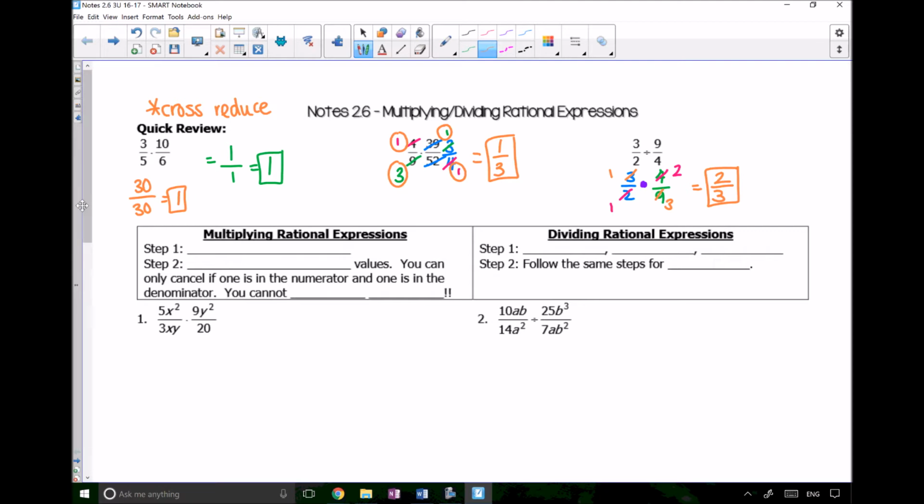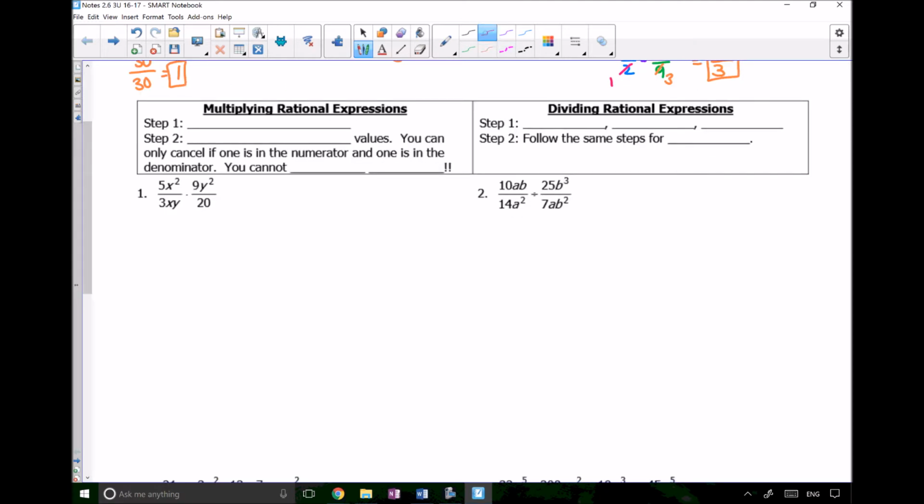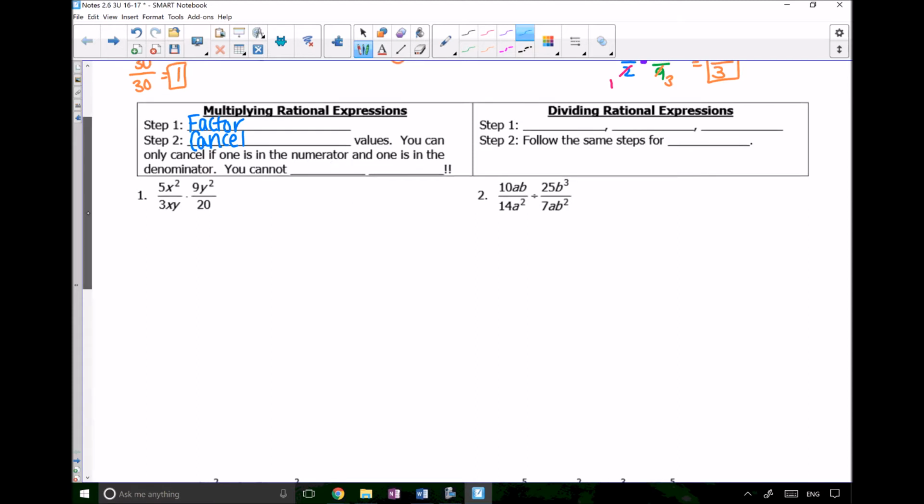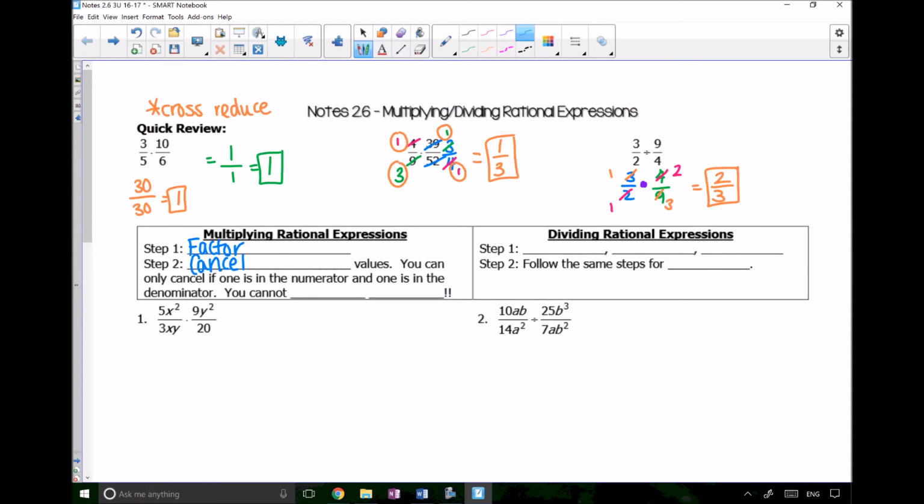So step 1 when we're multiplying rational expressions is going to be to factor if possible. Okay, then we're going to cancel values or cancel terms or expressions. And you can only cancel if one is in the numerator and one is in the denominator. So for example, here, if we look up here, we could only cancel the 4 with the 4 because one was in the numerator and one was in the denominator. But if I had like 3 over 2 times 5 over 10, I can't cross this 2 out and cross this 10 out and go from there because they're both in the denominator.